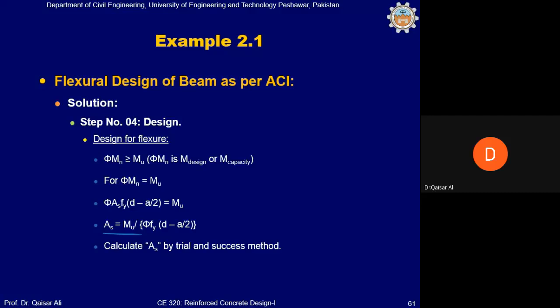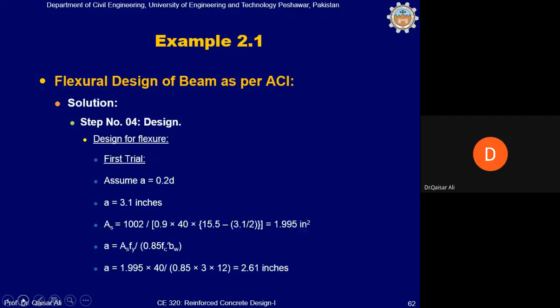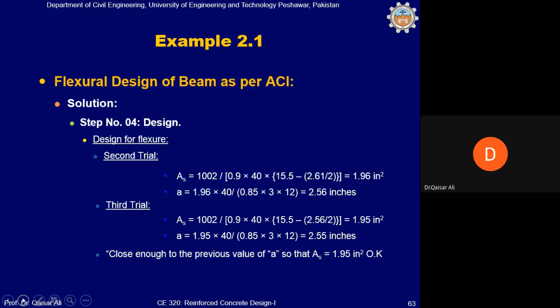Now you know the trial and error method. First of all you will assume a is equal to 0.2d, which is coming 3.1 inches. From this you will calculate As, it is coming 1.9. Recalculate the a value, it is coming 2.61. And after several trials, even at the third trial, you can see that it gives a closer value to the value of the second trial. So finally the design reinforcement is 1.95 inch square.